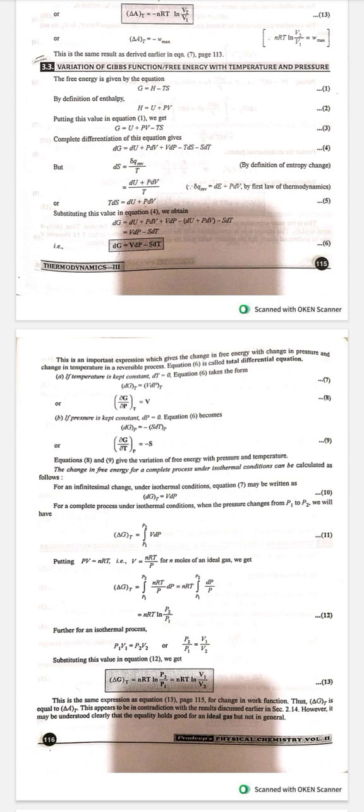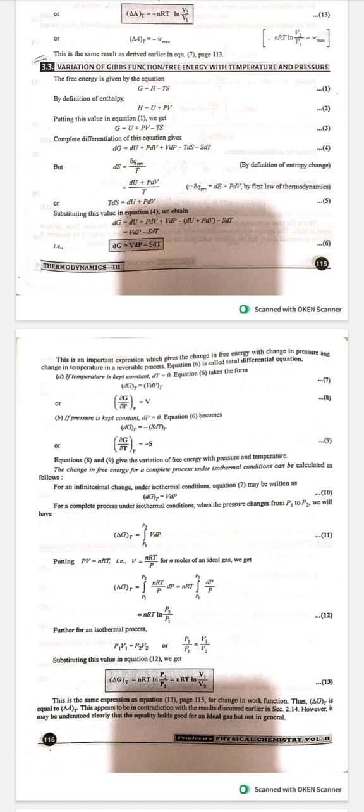dS is equal to delta q reversible upon T, which is equal to dU plus P dV upon T, so TdS is equal to dU plus P dV. Substituting these values in the equation, dG is equal to dU plus P dV plus V dP minus dU minus P dV minus SdT, and the equation becomes dG is equal to V dP minus SdT. This is the important expression which gives the change in Gibbs free energy with change in pressure and temperature in a reversible process.